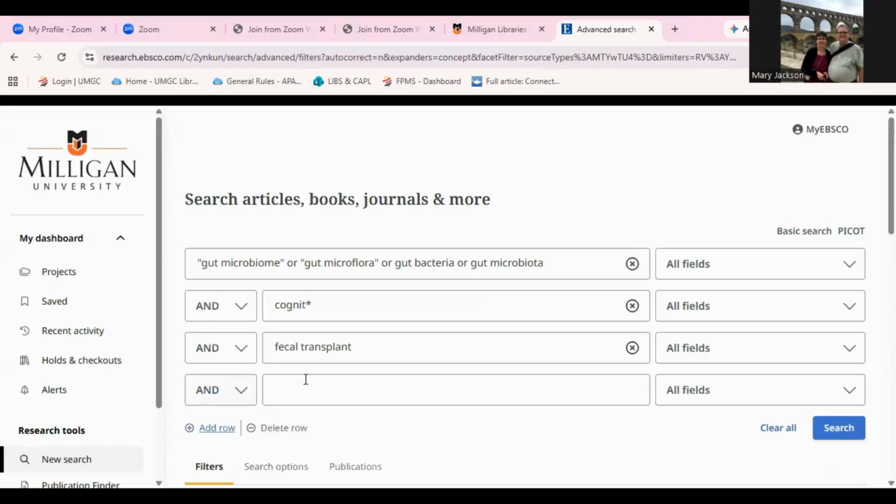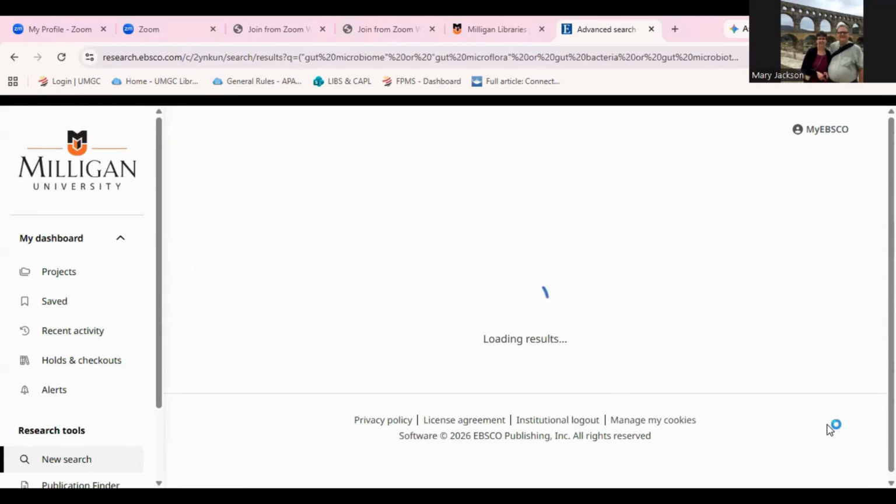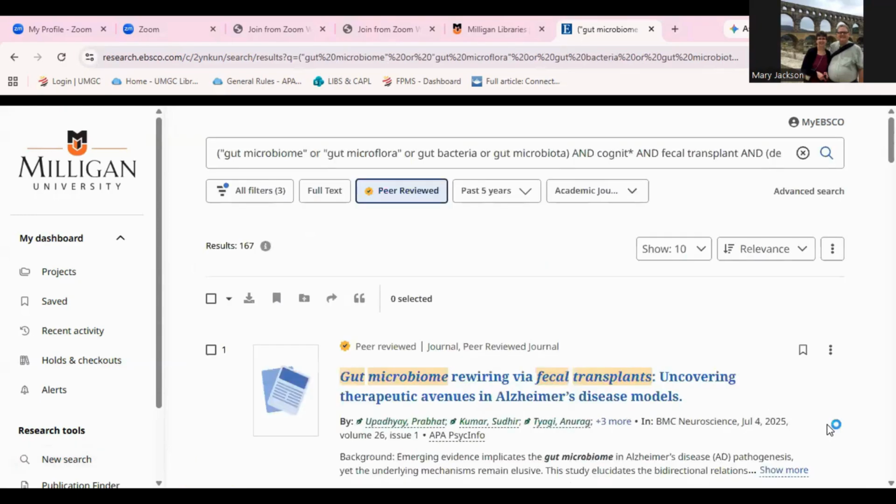I also am going to add in decline or impairment, which were my ones. And I also had or dysfunction. Those were all terms I had, and that was just in a quick look. And I'm going to do search and see where we're at with this. Okay, I have 167. I probably would not focus this anymore because this is a pretty good thing.